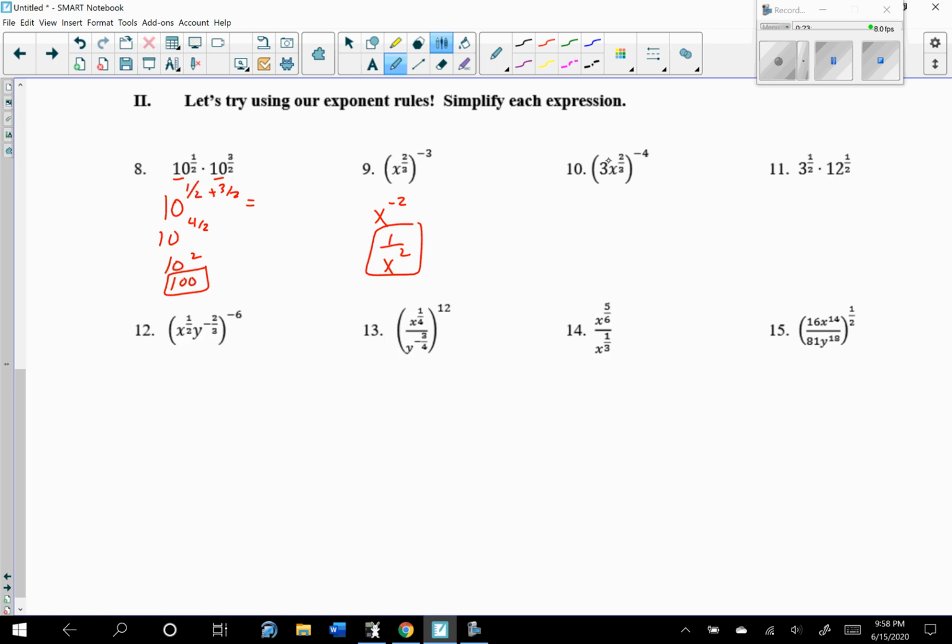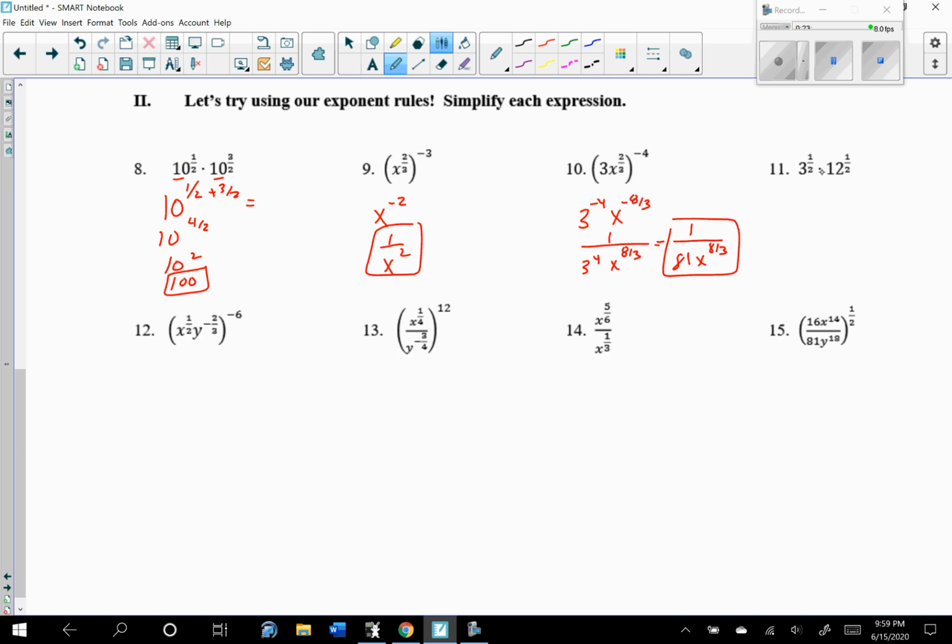Over here, power rule, multiply the exponents. So 3 to the 1 times -4 is -4. X to the, and this becomes negative 8/3. And then we don't like to have negative exponents, so 1 over 3 to the 4th, x to the 8/3, which becomes 3 to the 4th is numeric, so 81, x to the 8/3. Now 8/3 we can write in radical form, but it's not asking us to do that. It just says to simplify using our properties of exponents, so we're just going to leave it like this for right now.